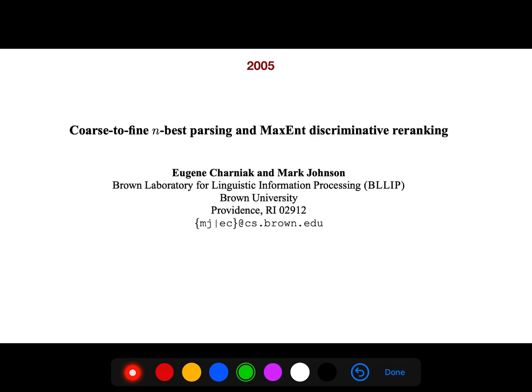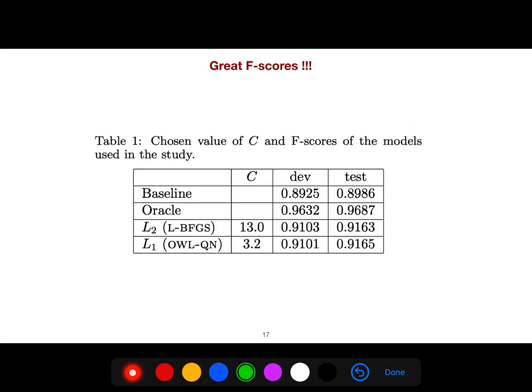And they use this algorithm of Charniak for coarse to fine and best parsing, in that they get great F scores. If you compare it, you see it's more than 90%.